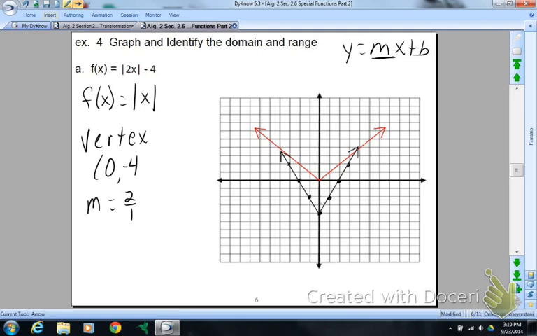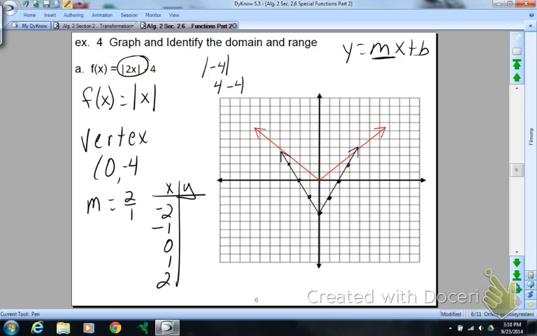Now another way we could graph this is make a table. If you didn't follow what I just did, make a table. Let's pick negative 2, negative 1, 0, 1, 2. So let's plug in right here. When we go to plug in negative 2, that's 2 times negative 2. That's the absolute value of negative 4, which is 4. And 4 minus 4 is 0.